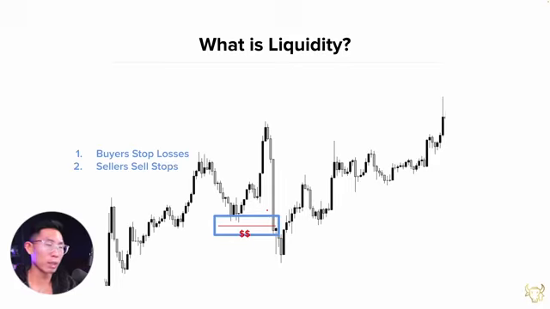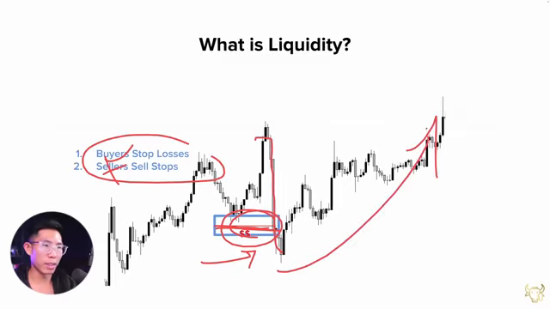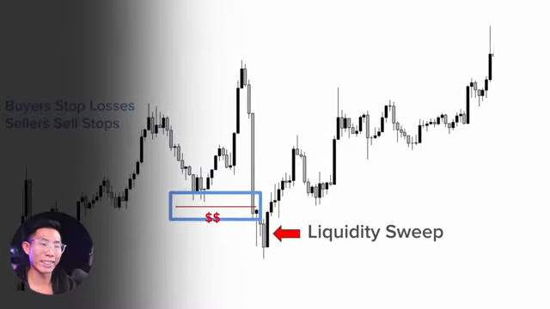In this case, what smart money did was purposely manipulate the buyers to enter buy orders right here and place their stop loss below this low, and also all the sellers who have their sell stops at this area right here. Then they purposely push the price down, triggering all the orders we have right here, and all these buyers and sellers are out of the market. When they lose a trade, remember, they add liquidity into the market, and that causes price to skyrocket. When this happens, this is what we call a liquidity sweep.